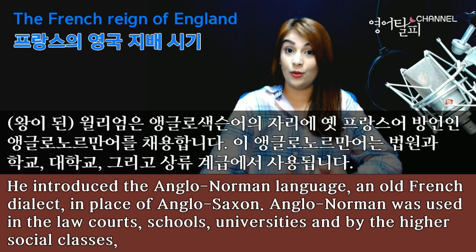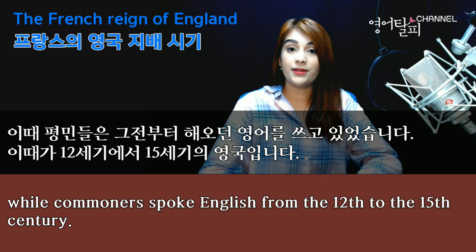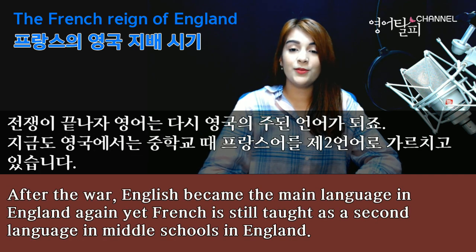Anglo-Norman was used in the law courts, schools, universities, and by the higher social classes, while commoners spoke English from the 12th to the 15th century. This lasted until the 100 Years' War from 1337 to 1453, where the English and French battled over the French throne. After the war, English became the main language in England again, yet French is still taught as a second language in middle schools in England.